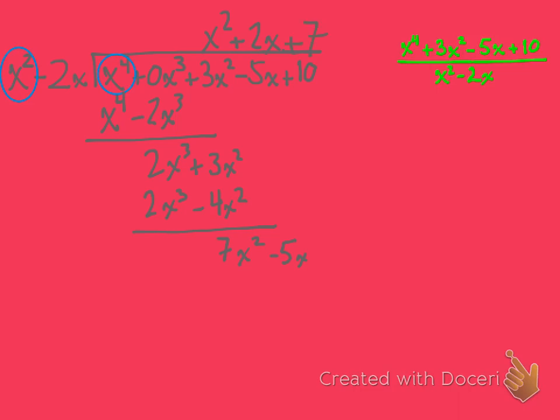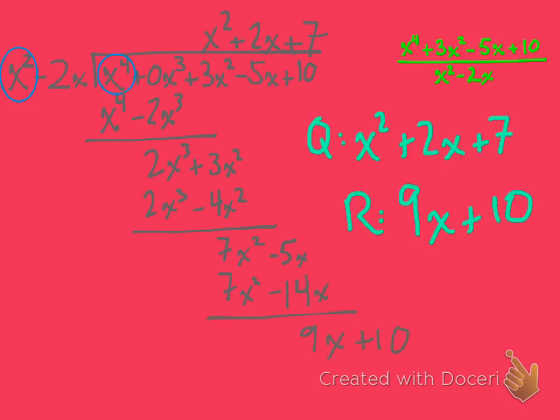So I'm looking up there, and I see that x squared goes into 7x squared 7 times. I write that, multiply, 7x squared minus 14x. I subtract, and I've got my 9x plus 10 down there. That is the remainder. It's a lower degree polynomial than my divisor. So that's the remainder. I'm done. The quotient up there on top, x squared plus 2x plus 7, and the remainder is 9x plus 10.